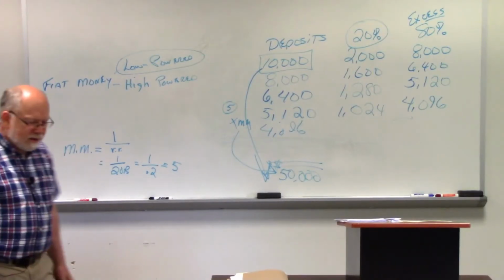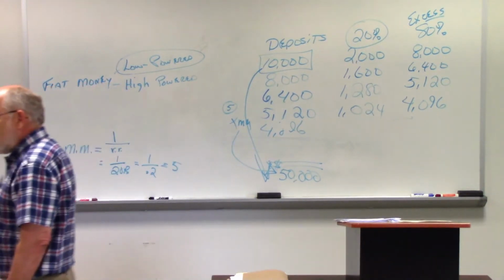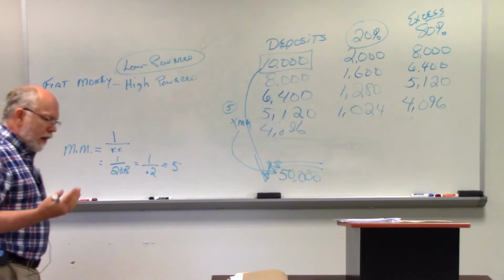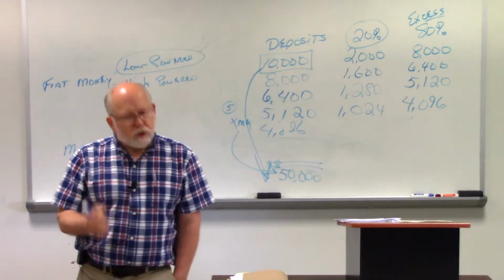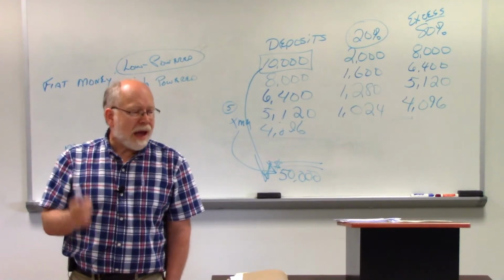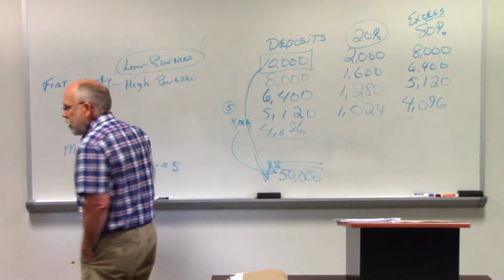Welcome back to the next section of macroeconomic tutorials. We're talking about how low-powered fiat money is created in an economy. And the short answer is it's created by a stroke of an accountant's pen. How is this low-powered money created?